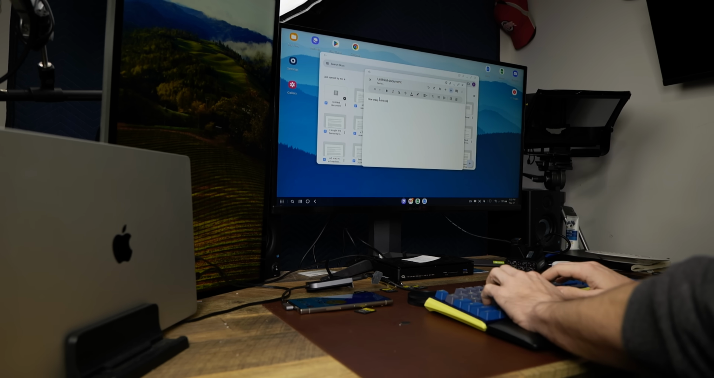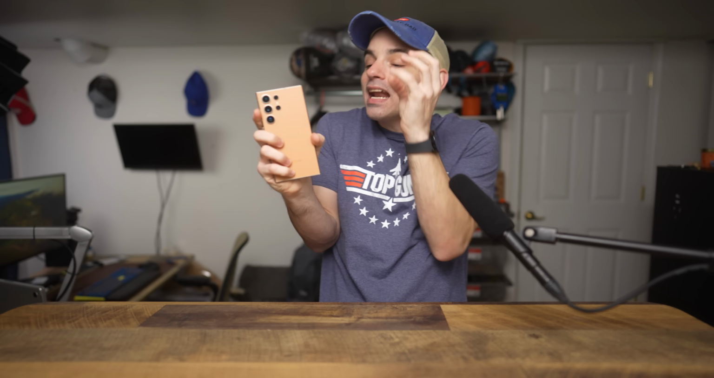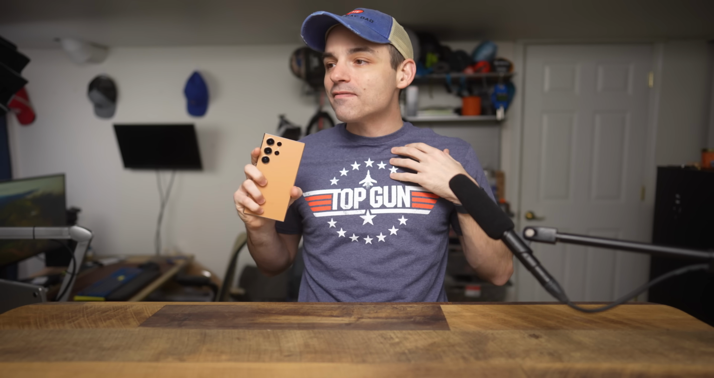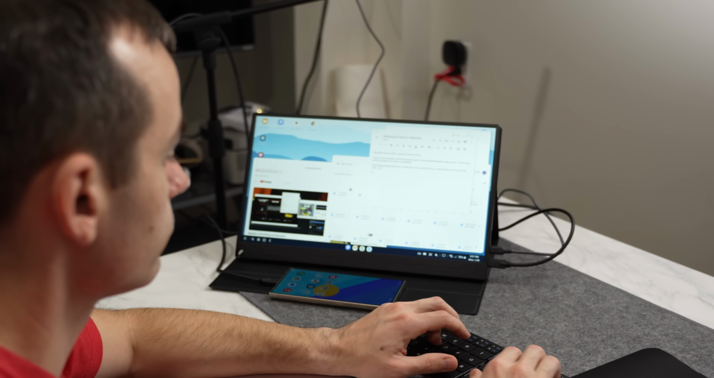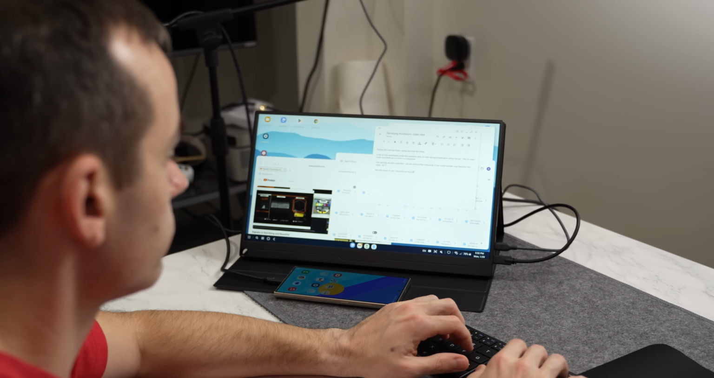Plugging this phone into my portable monitor is breaking my brain in a good way. I cannot believe that in such a small kit, I can have most of what I need a laptop for. And the Ultra is powerful enough for me not to miss carrying around a laptop or carrying around a tablet.